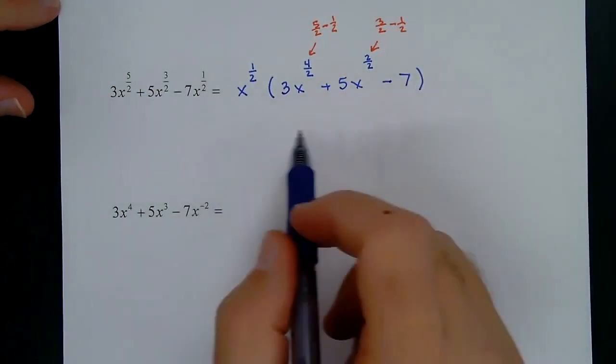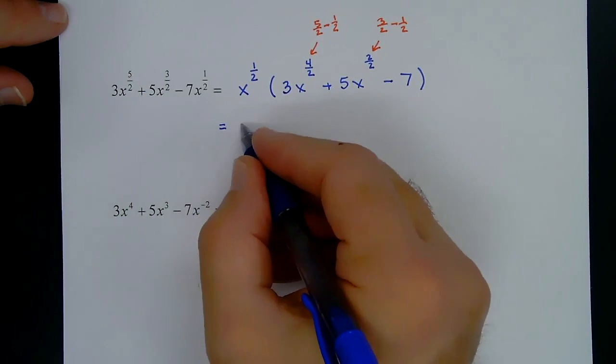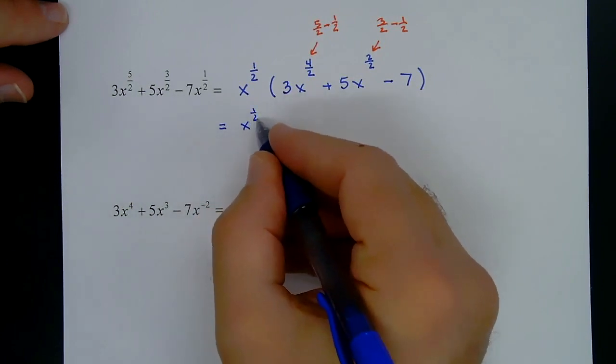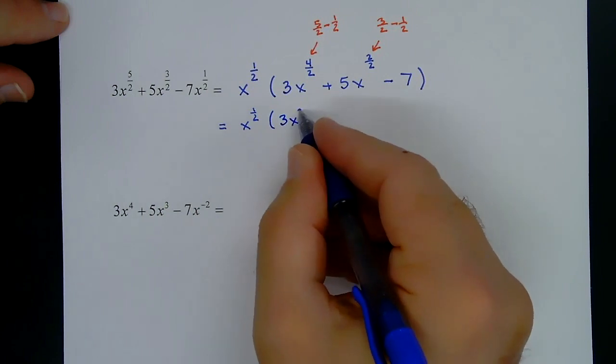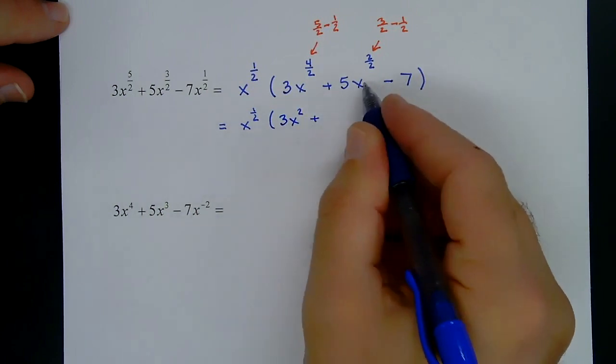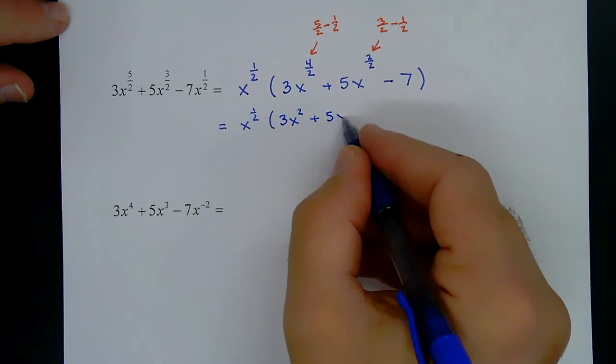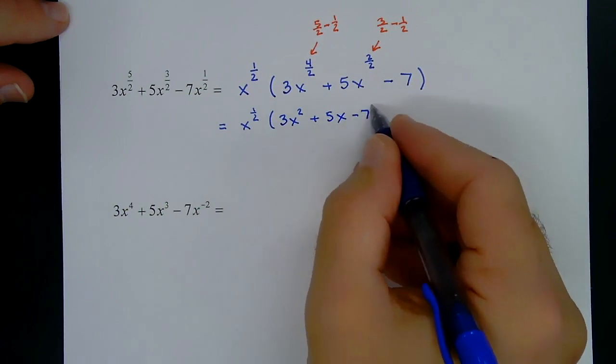So I wouldn't want you to leave it like this. This cleaned up would be x to the 1/2 times, and this would be 3x squared plus, and this would be just x to the first, so plus 5x, and then minus 7.